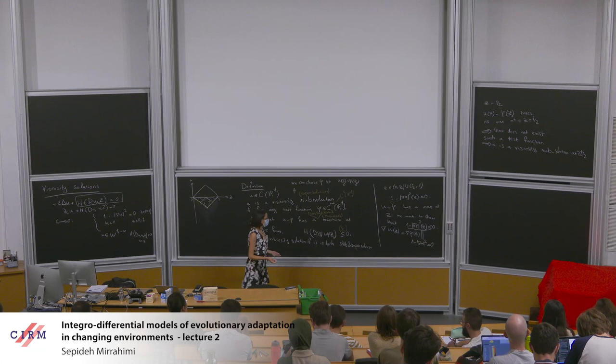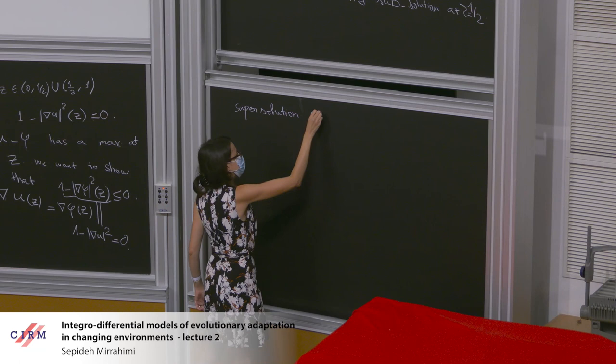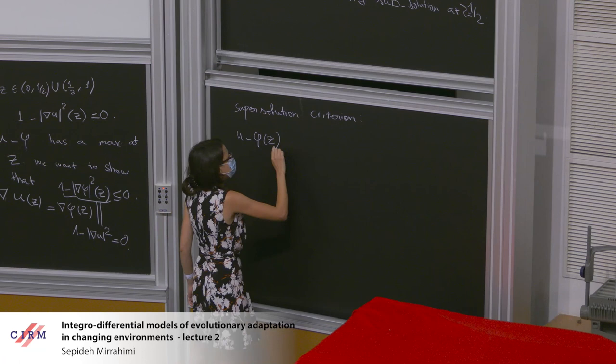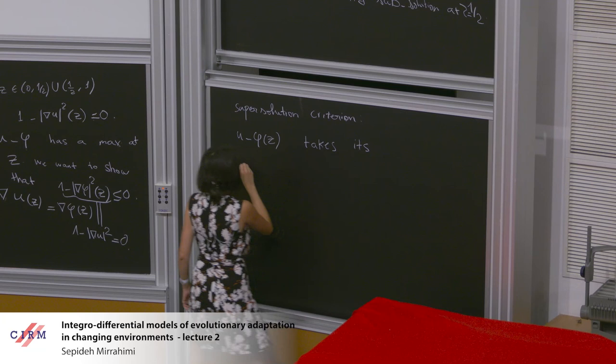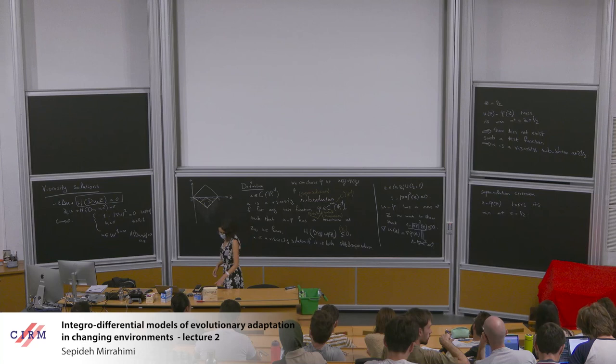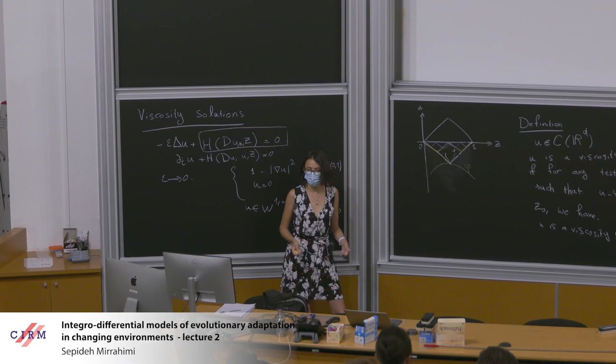And what about the supersolution criterion? So now we have to take a test function phi such that it takes its minimum at z equal to 1/2. Okay? So this time we have to put a smooth function below the function u. And this time it is possible, but there are some restrictions.